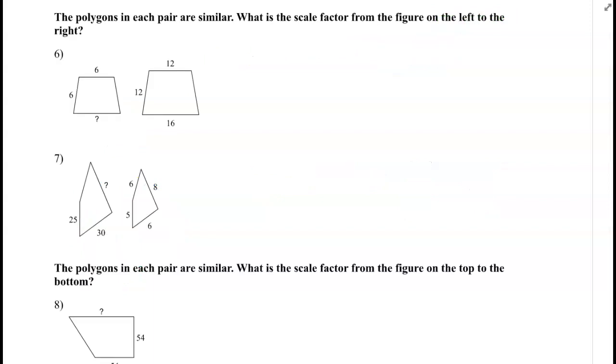At this point, the rest of this backside was class practice. I would suggest you pause the screen and try these problems on your own. In problem number 6, if you want to pause the screen, please do so. This is an enlargement. So I'm going to put the large number in the numerator, and I'm going to find the corresponding side. So the 6 and 12 go together. So 12 over 6, which is equal to 2.